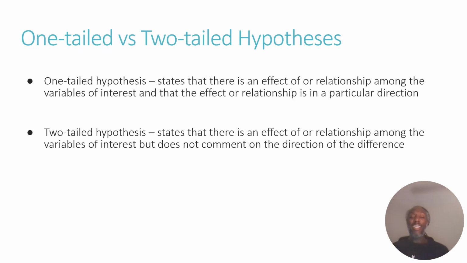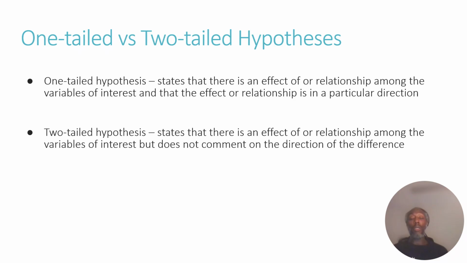On the other hand, a two-tailed hypothesis states that there's some effect or relationship, but it doesn't tell you anything about the direction of that difference. For example, I could say that I believe basketball players are faster runners than football players. I am giving a direction. I'm saying that football players and basketball players differ in how fast they run, and I'm saying that one of them runs faster than the other.